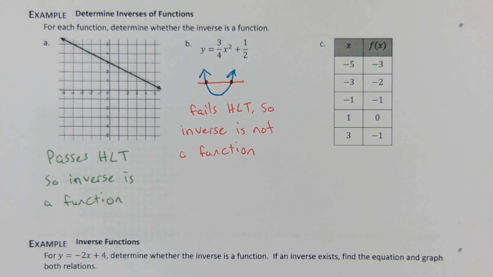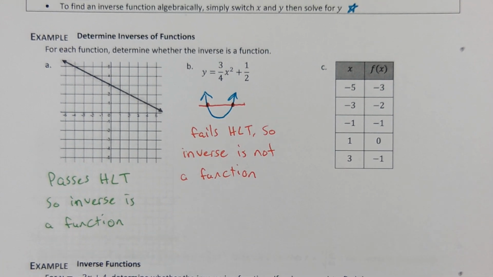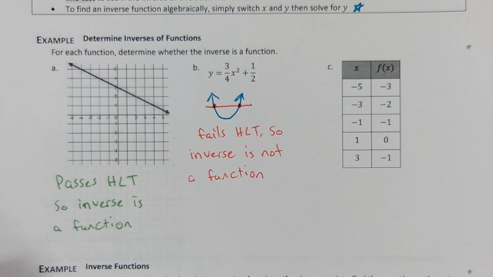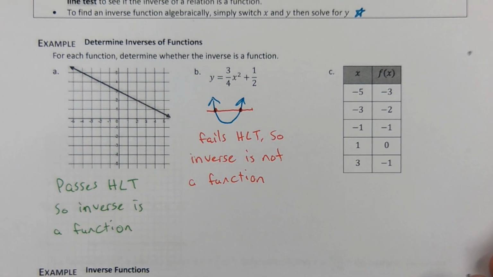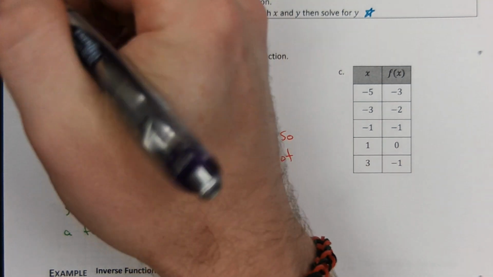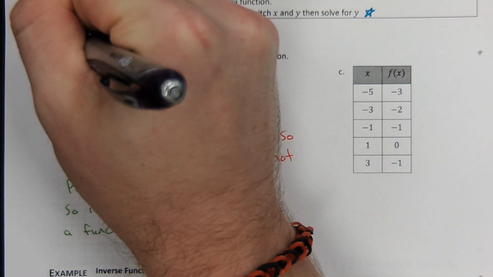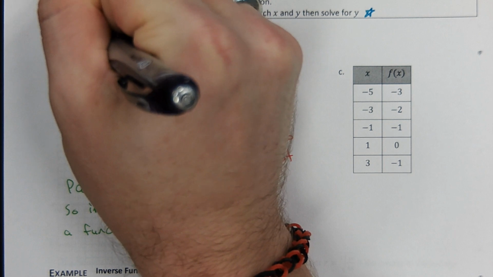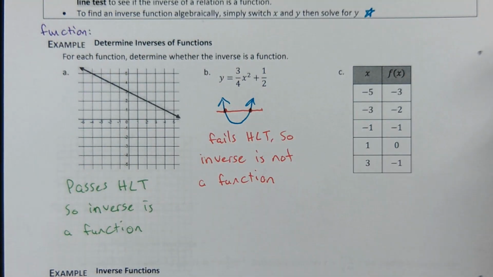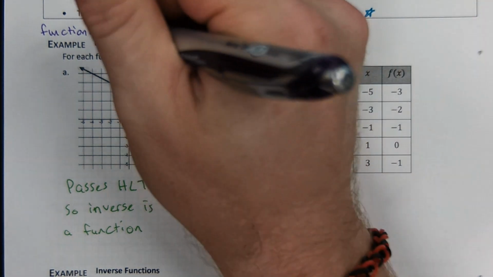That's too much work. Instead, what you want to do is use the definition of a function and the definition of an inverse function. So I'm going to come up here and add the definitions to these notes. What does it mean for something to be a function? It means for every x, there is exactly one y.